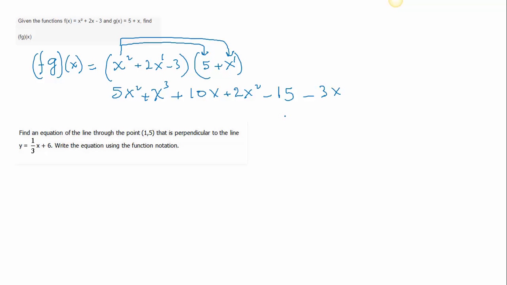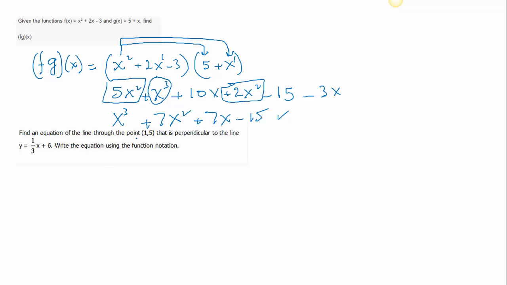Now we combine like terms. Now we have x cubed. This is the only term with x cubed, so this will be x cubed here. With x squared we have 5x squared, and we have 2x squared. 5 plus 2, 7x squared. And 10x minus 3x is plus 7x, and minus 15. That would be the final answer. We cannot combine any other terms because none of them are like terms.